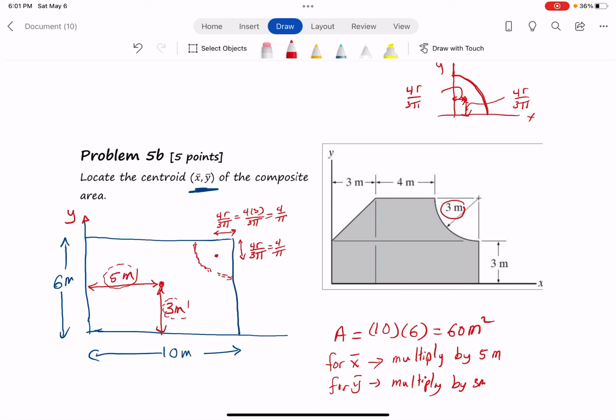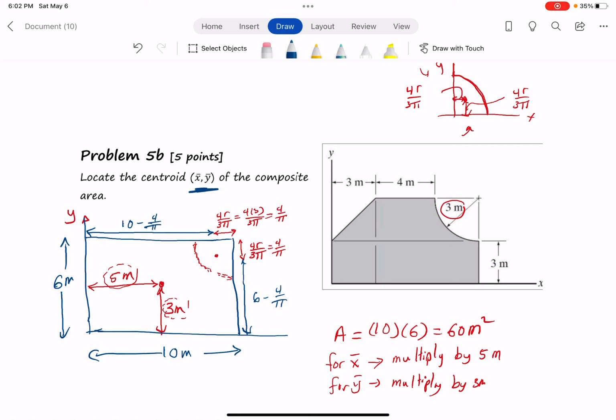And that is the distance with this axis, not this axis. So if it is 4 over pi that way, so the reference from here, let me just change the color. It's going to be from here to here, 10 minus 4 over pi. And from here to here, that is 6 minus 4 over pi. Did you see what I did here?